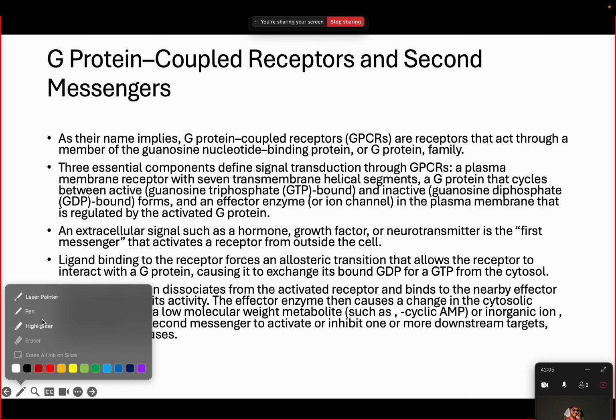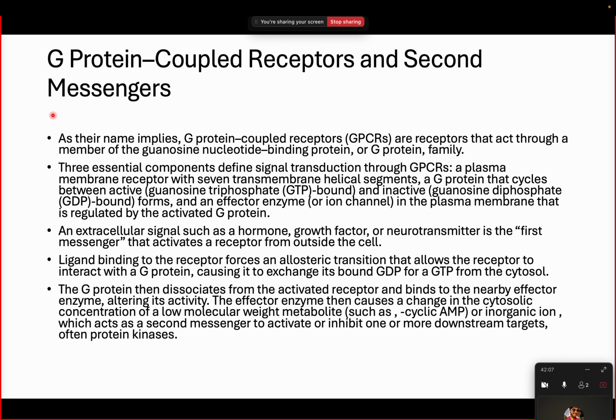So G protein coupled receptors and second messengers. As their name implies, G protein coupled receptors, that is GPCRs, are receptors that act through a member of the guanosine nucleotide binding protein or G protein. So what is G protein? G protein is basically guanosine nucleotide binding protein.